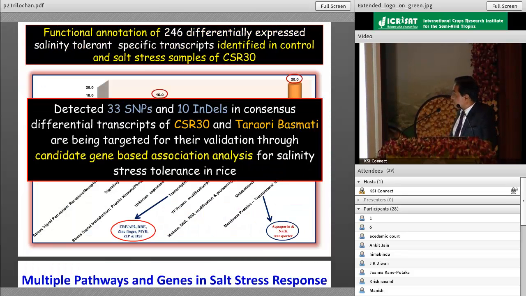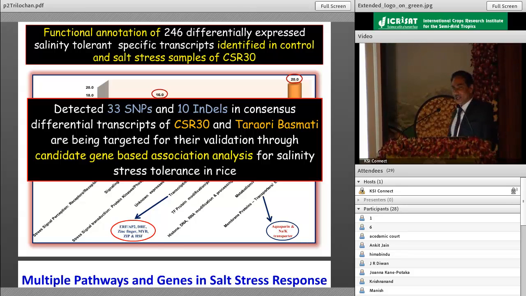They are classified further, particularly 246 of them which are specifically differentially expressed in the tolerant one, and I will not really go into those details. Transcription factors and signaling components and kinases and membrane proteins and so on and so forth. So many genes getting differentially expressed, and that too in close relatives that are genetically very close. So that's what one sees.